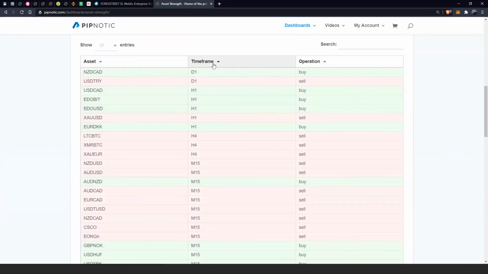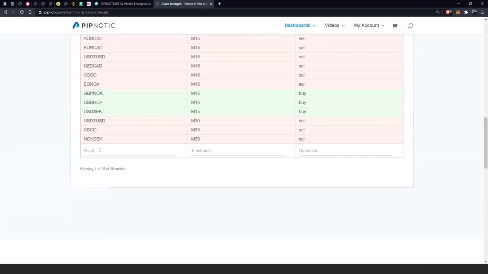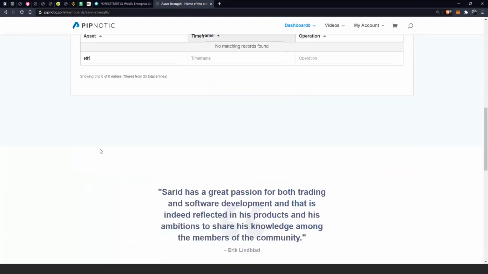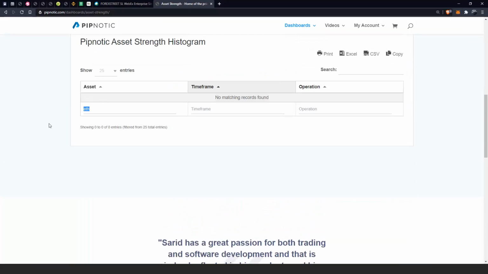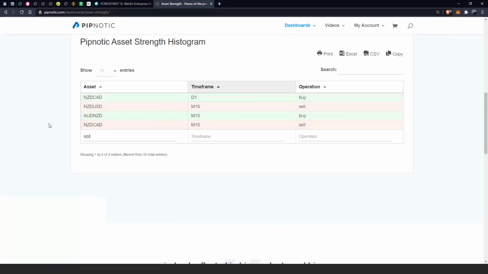So you can sort here on the time frames or the assets, and you can search in here. So if you're looking at Ethereum, is there anything there? Nothing there. What about the Kiwi NZD? You get all the Kiwi pairs here. So you can just grab these and jump to that chart and have a look. But just keep your eye on those. Maybe they're interesting.